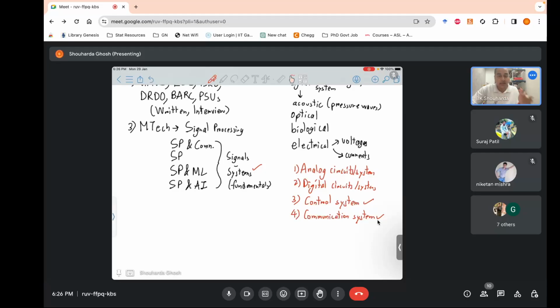And each of these courses in themselves becomes a specialization when you go for higher studies in MTech, and when you go into PhD, then each of them is itself a vast area of its own.